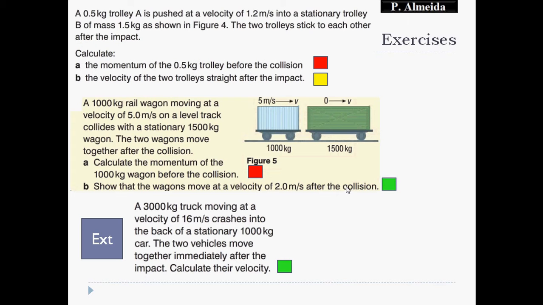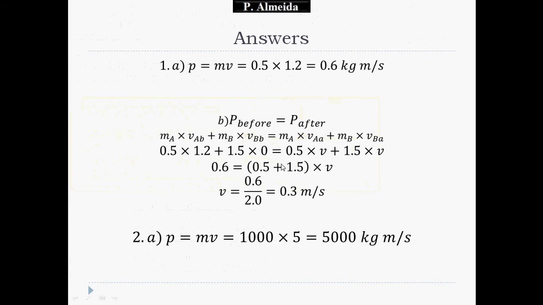So that means that their final velocity V is the same. Calculate the momentum of the 1,000-kilogram wagon before the collision. So again, momentum is mass times velocity. So 1,000 times 5, that gives me 5,000, and then the units are kilograms meters per second, okay?